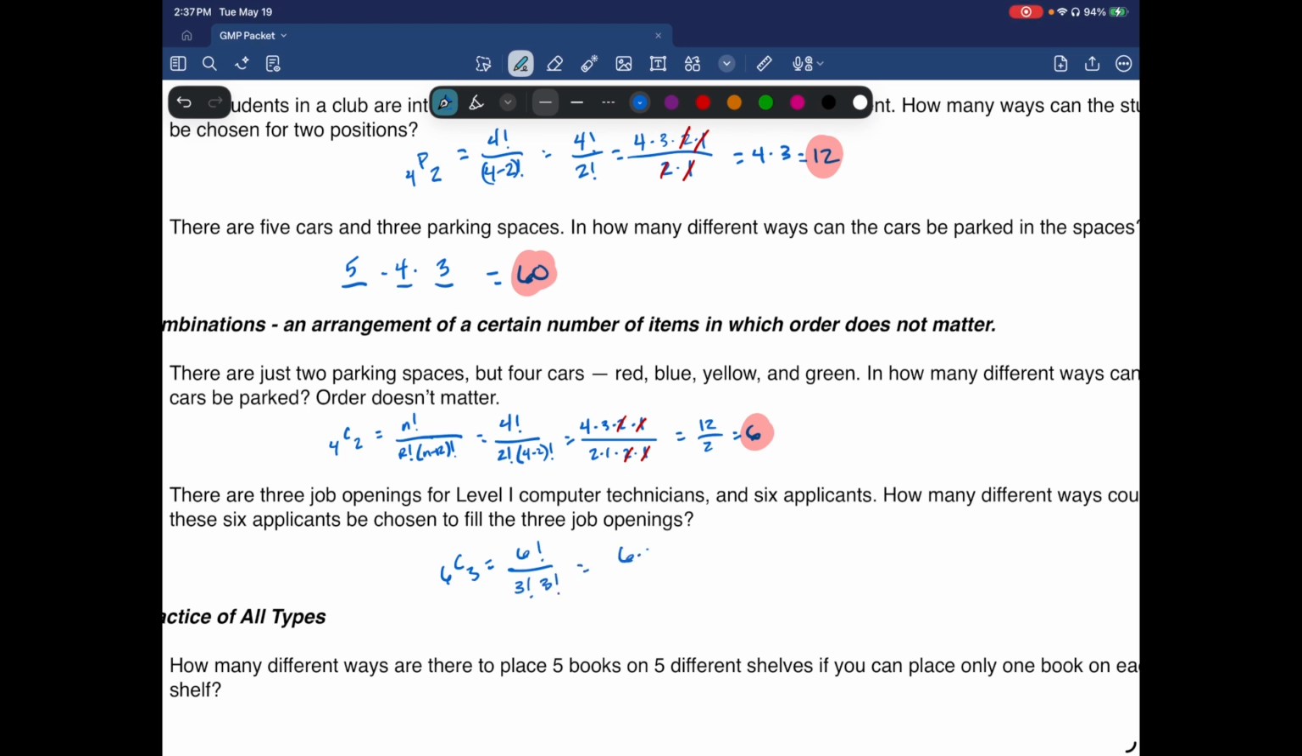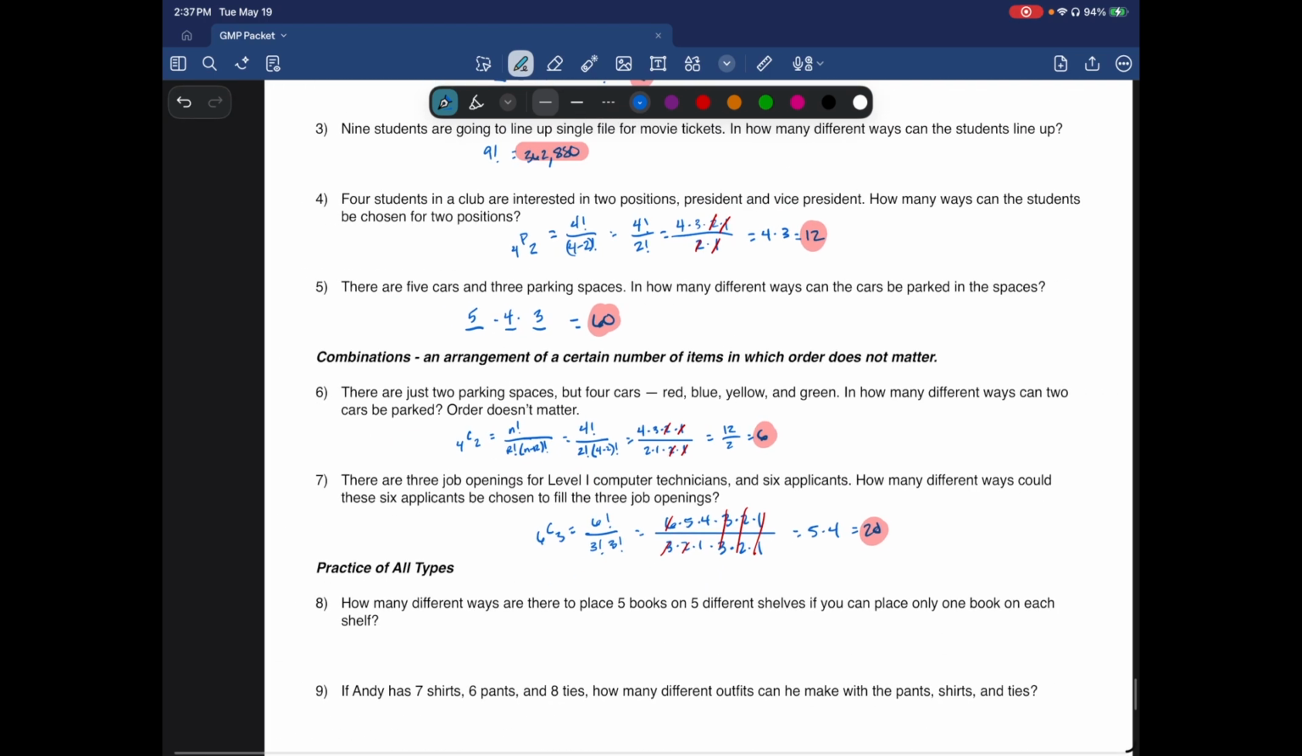So it's going to be 6 times 5 times 4 times 3 times 2 times 1 over 3 times 2 times 1 times 3 times 2 times 1. All right, so I can get rid of the 1s, 2s, and 3s, and then 3 times 2 is 6, so 5 times 4 is 20. All right, so you almost have to use the formula for combinations. The formula is not necessary for permutations. All right, so that's an example of each.